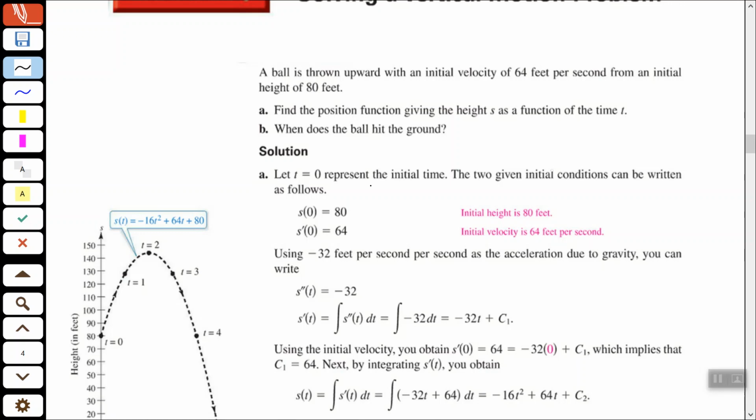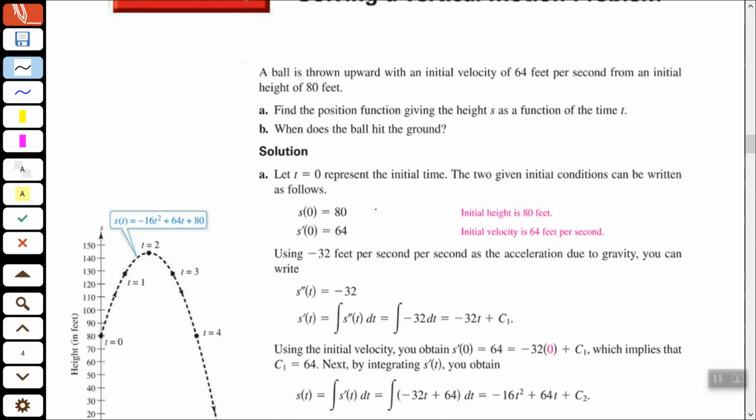Let t equal 0 represent the initial time. The given conditions can be written as follows. So we have here that at 0 seconds, the height is equal to 80. And then the first derivative at 0 gives us the velocity or the speed, which is 64.